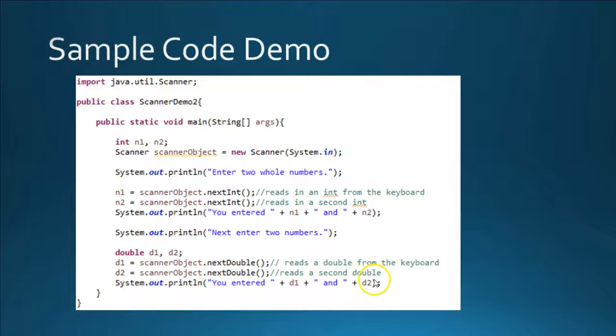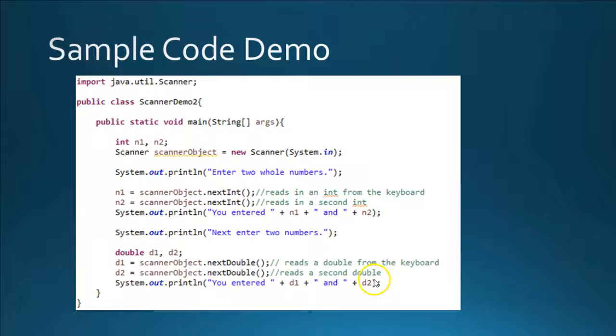So now I have another demo. It says int n1, n2, scanner object. So that's just a different name I can use other than just keyboard. So I use scannerObject = new Scanner(System.in). System.out.println, enter 2 whole numbers, n1 = scannerObject.nextInt, and n2 = scannerObject.nextInt. System.out.println, you entered n1 and n2. System.out.println, next enter 2 numbers.